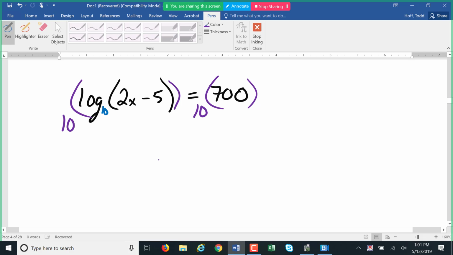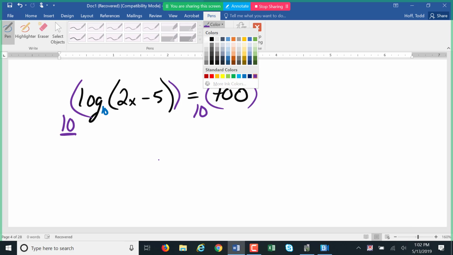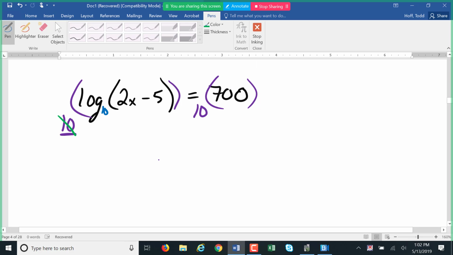Before, we used the log to get rid of the base of an exponent. Here, we use the base of an exponent to get rid of a log. That's log base 10, so we put it into an exponent with a base of 10. So that exponent with a base of 10 and the log base 10 cancel out, leaving us with 2x minus 5 equals 10 to the power of 700. Well, I'm going to write it as 10 to the power of 700 because that's huge. I meant to write 10 to the power of 7.